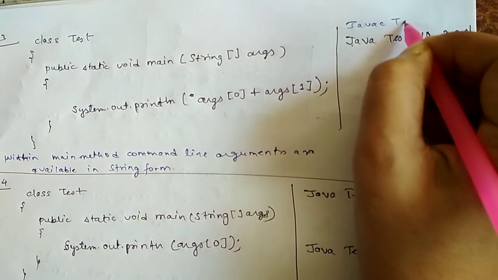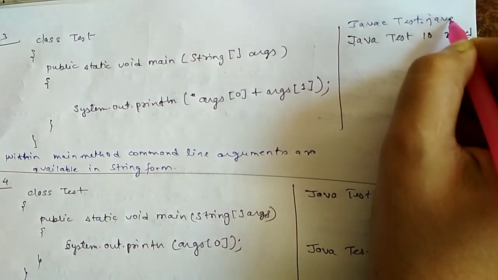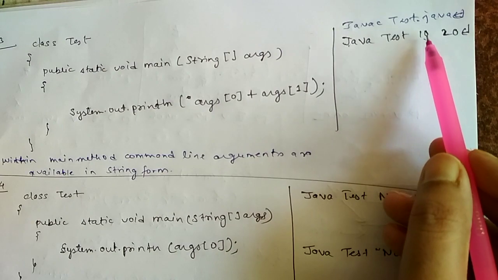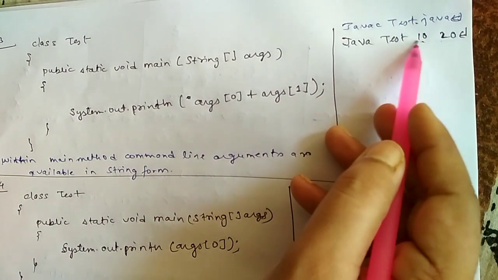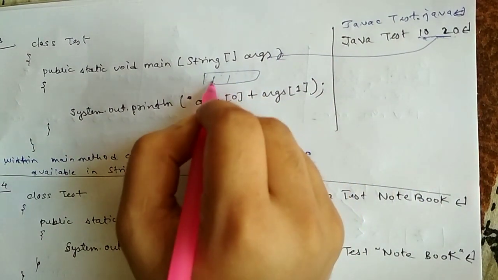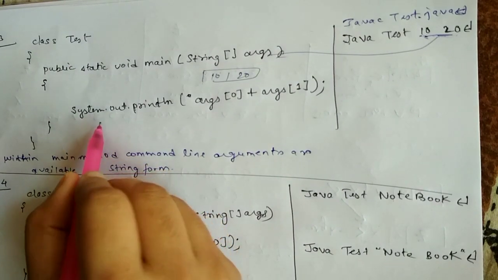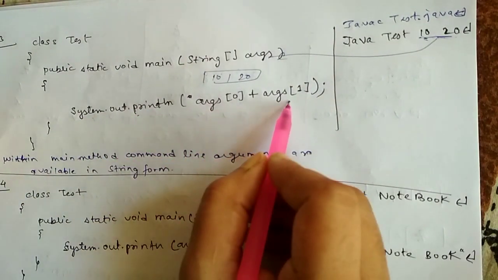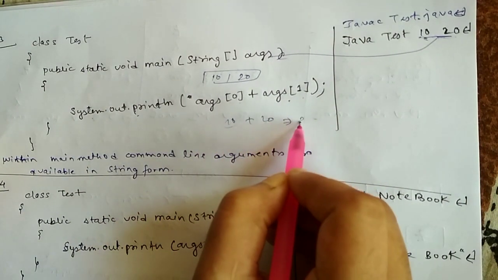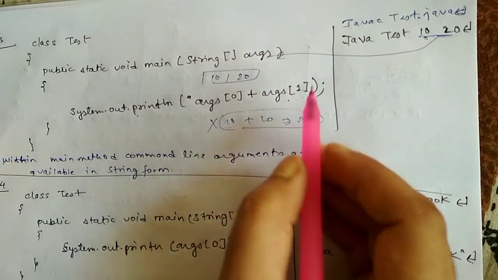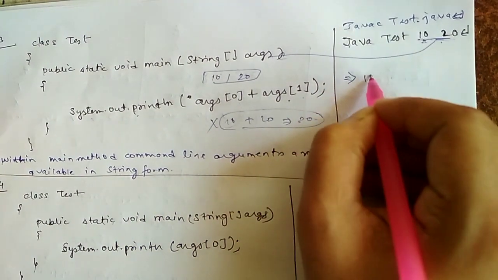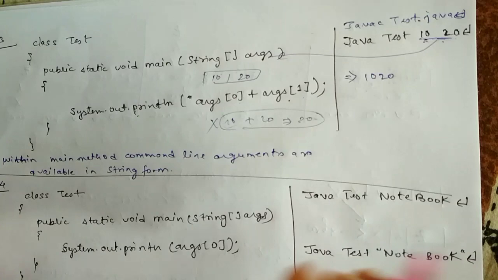Suppose we have a Java file. First of all, we compile this Java file. After successful compilation, we run this Java file with the command line arguments 10 and 20. So the 10 and 20 come here, and it creates an array of 10 and 20. Now if we write System.out.println args[0] plus args[1], you will be thinking it will add 10 and 20 and give 30 as the output, but this is not so. It acts as a string, so it will concatenate itself, and the output will be 1020.